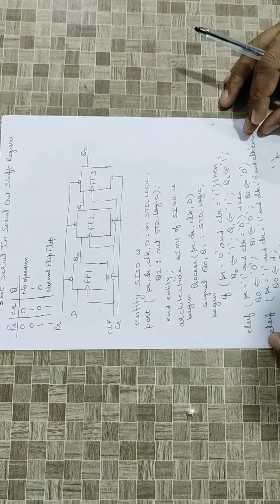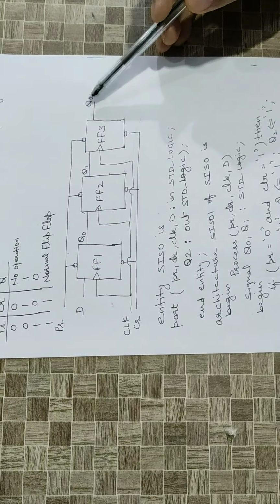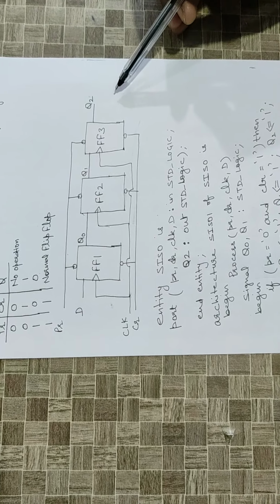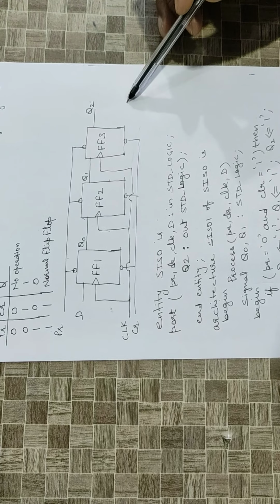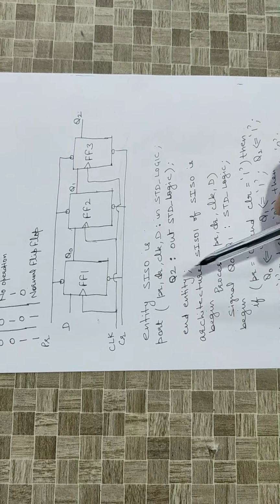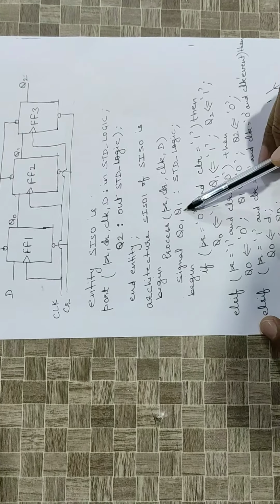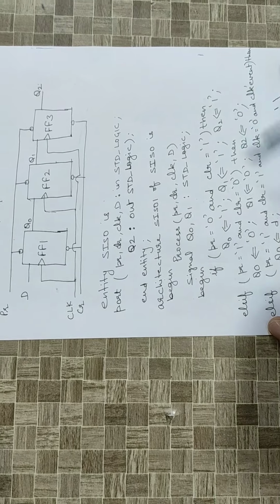We can also make it a 4-bit or 5-bit serial in serial out shift register. In that case, if I am taking 4-bit, then I will require one more flip-flop, FF4, and the output will be Q3. So Q3 will come as out and the signals will consist of Q0, Q1 and Q2. So that is the change in the program.